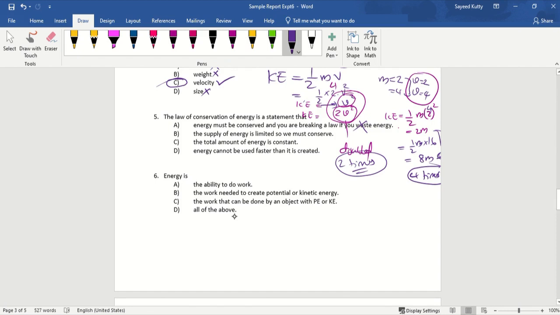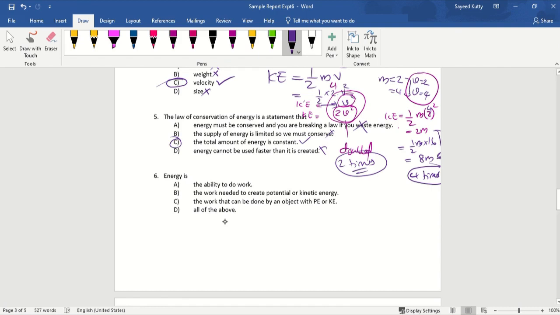Law of conservation: the total amount of energy is a constant. Yes, the total energy of a system is a constant. Energy cannot be used faster than it is made. So all these are wrong answers. So our correct answer is C.